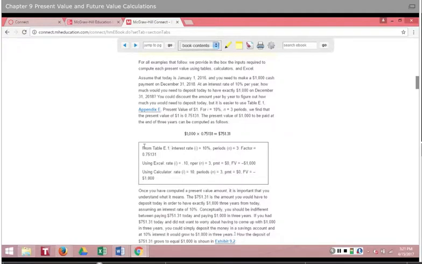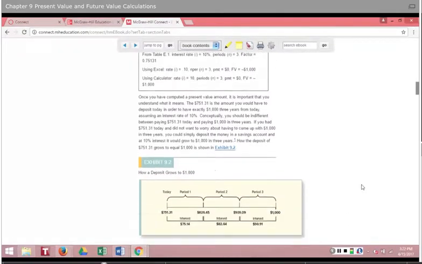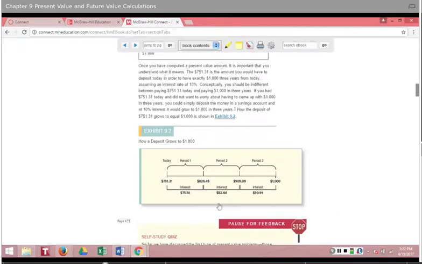So here it shows you that when we multiply this factor times the 1,000, it gives us the present value of $751.31. So that's the amount we would have to put away right now. This diagram is very helpful because it shows you that if we deposit $751.31, at the end of the first year, at 10%, we would increase the amount in our account by $75.14, bringing the value in the account to $826.45.